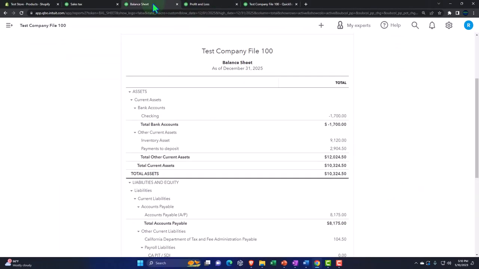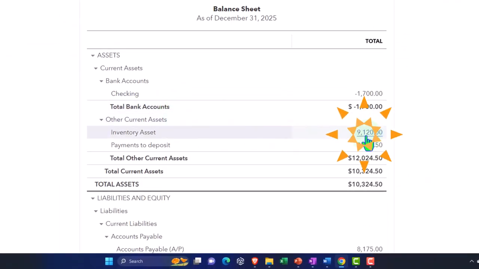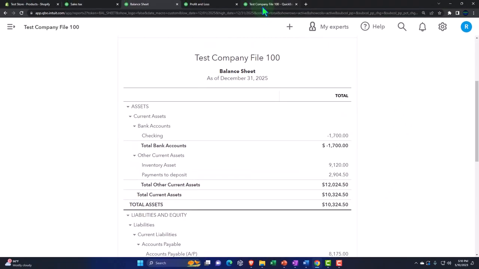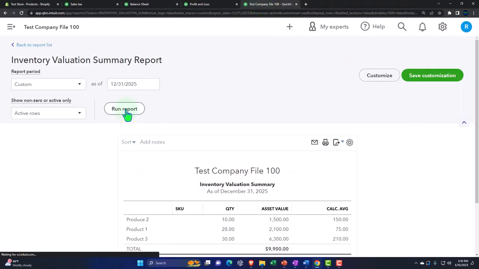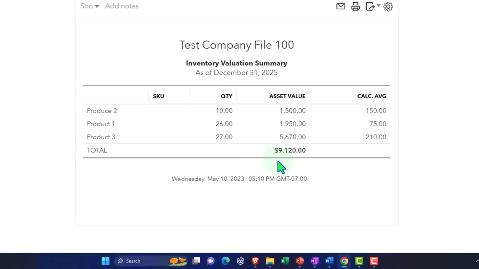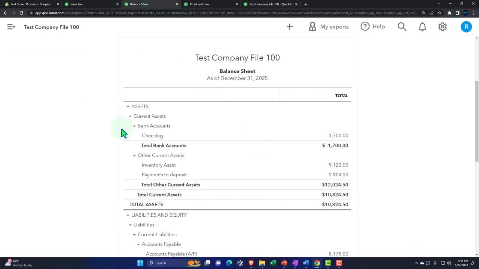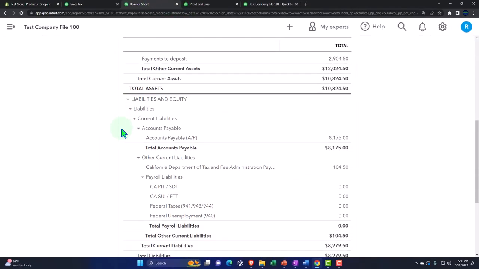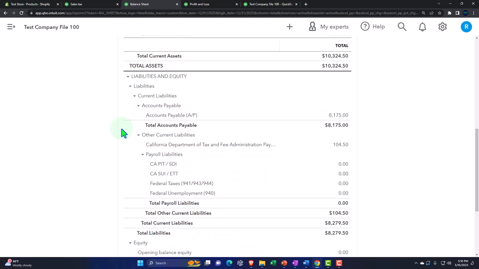And if I go back to the balance sheet, our inventory 9120 matches our subledger over here, tracking the quantity and the total asset value that's over here on the balance sheet. Okay, so there's that added wrinkle with the sales tax.